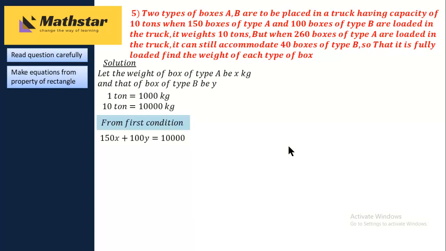But all terms can be divided by 50. So divide by 50 on both sides and we get 3x + 2y = 200. That is equation 1.